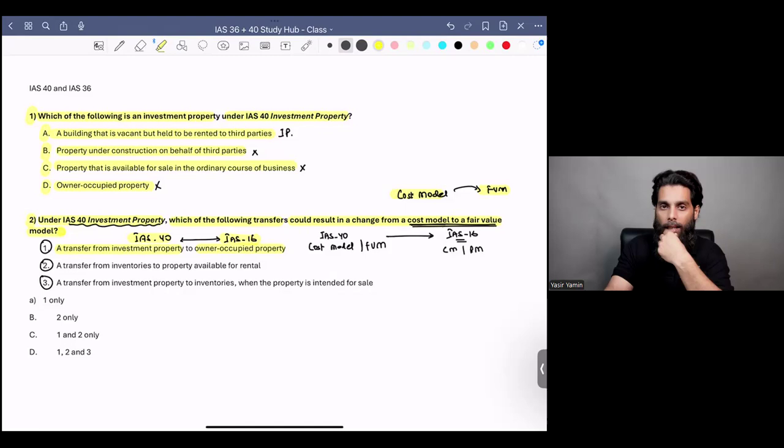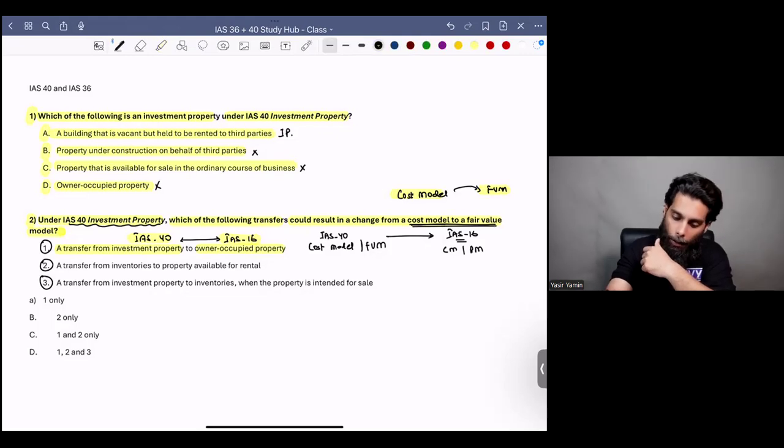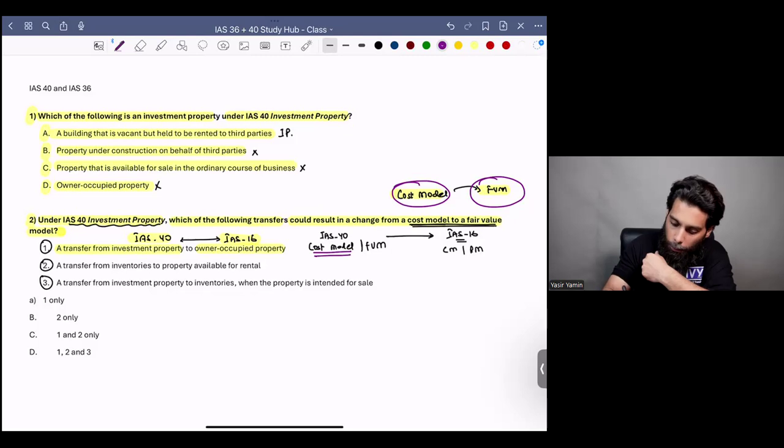Give me your idea, yes or no? Somebody is saying no. Why? Let's think about it, guys. Obviously, we need to shift from this model to fair value model. So first, cost model is possible under IAS 40. So this part is okay. But we need to shift from cost model to a possible fair value model.